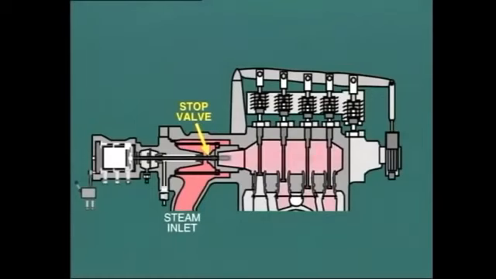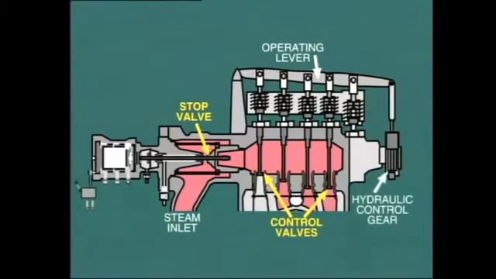During normal operation, the stop valve remains in the wide open position, while the control valves are modulated to adjust steam flow. The actual opening of the control valves is determined by the position of the operating lever, and this in turn is adjusted by the power cylinder of the hydraulic control gear.